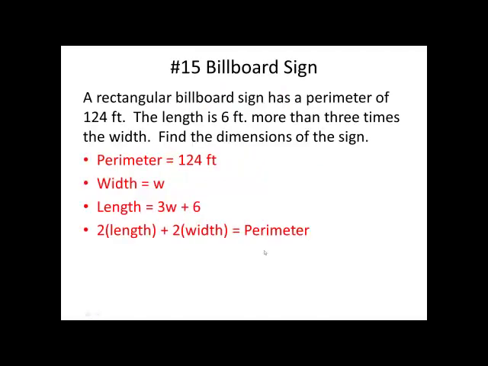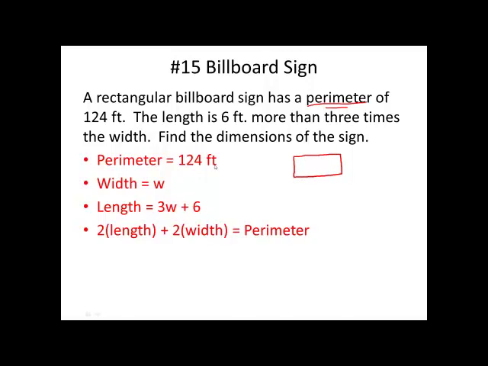Okay, let's look at this one, number 15. It says a rectangular billboard sign has a perimeter of 124 feet. Now remember, perimeter means the distance around a figure. So it says the length is 6 more than 3 times the width. Find the dimensions of the sign.